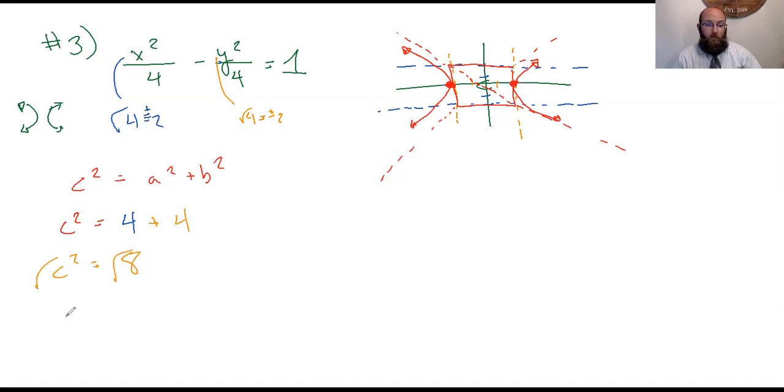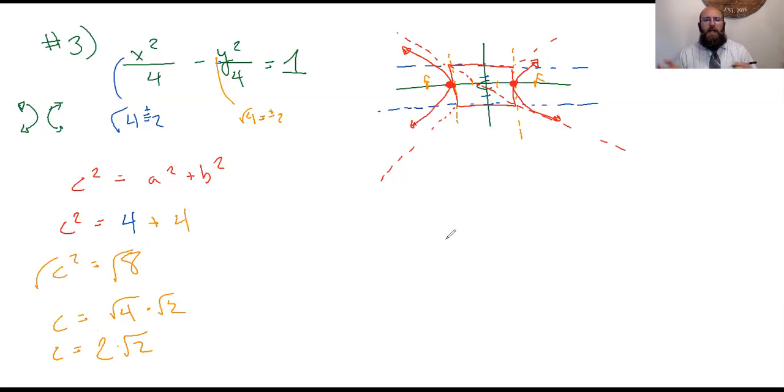So c equals the square root of 8. Well, that's the same as the square root of 4 times the square root of 2. That simplifies to 2 times square root of 2. Sweet. So that, remember, is going to be inside here somewhere. Here's my c value, my focus.